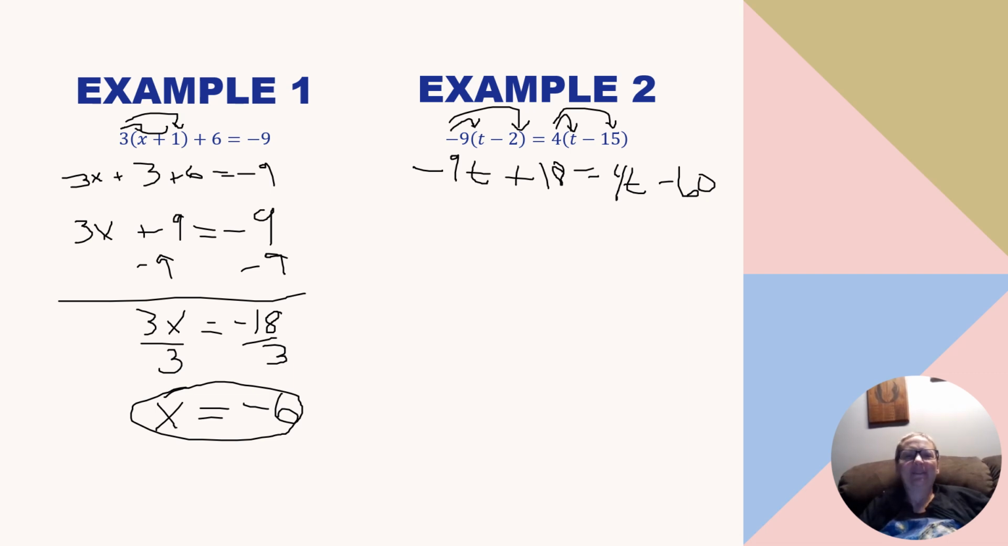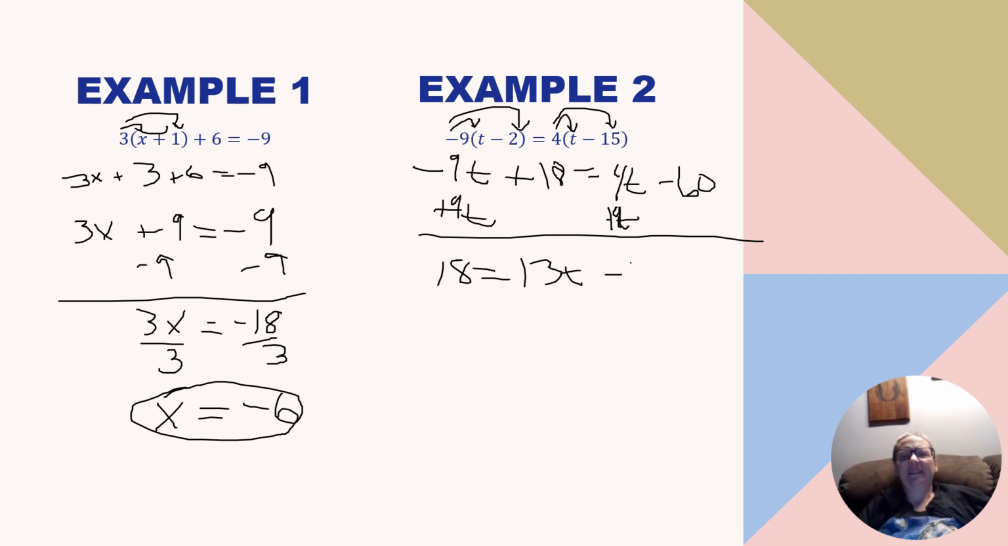All right. Now I have letters and numbers on both sides. So I want all the letters on one side and all the numbers on the other. Now, some people are fanatics about keeping the letters on the left side. I like to keep the letters positive. So I'm actually going to move this negative 9t to the other side by adding the 9t to the other side. And that gives me 18 equals 9 plus 4, which is 13, t minus 60. Now I have a normal equation, so I'm going to add 60 to both sides.